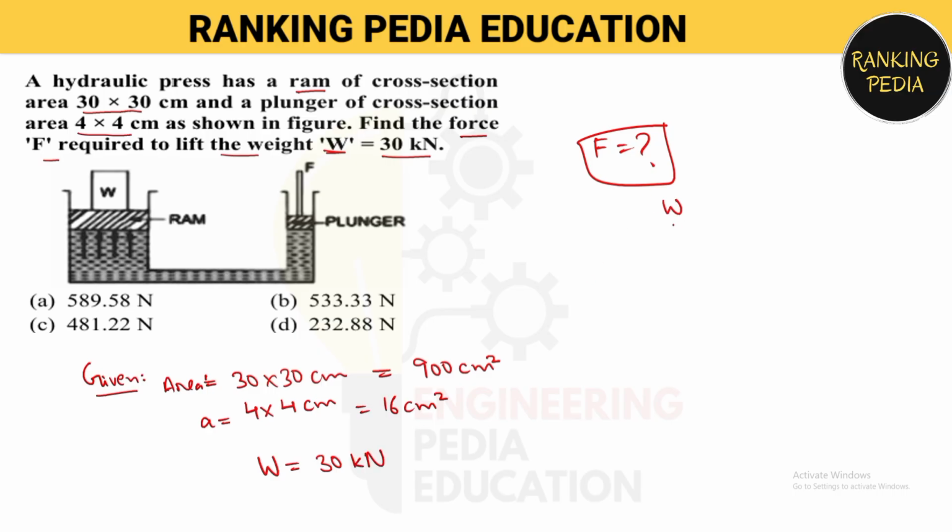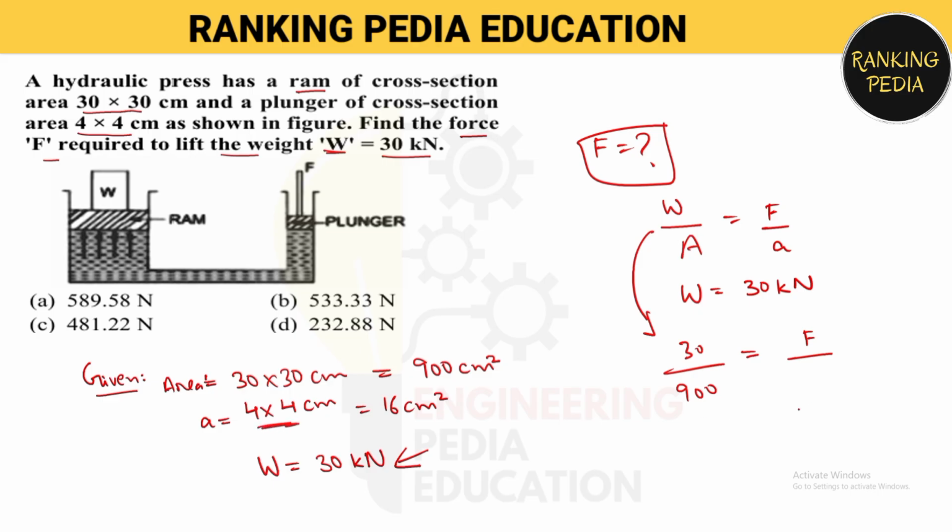As we know, W by A, which is the weight lifted divided by the cross-section area, 900 centimeter square, is equal to F by a, where F is the other force we have to calculate and a is the cross-section area of the plunger in centimeter square.